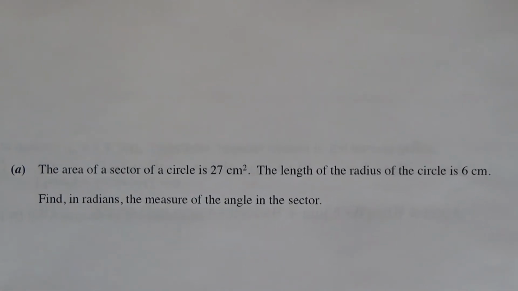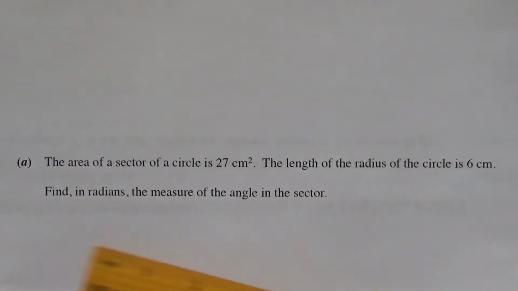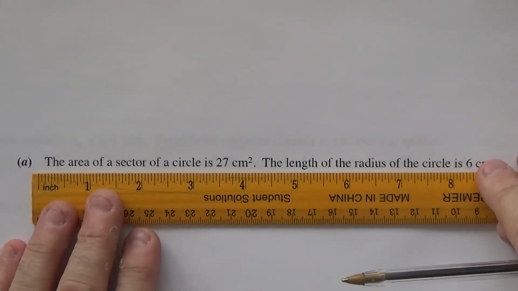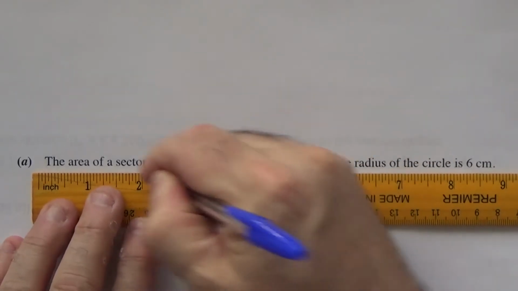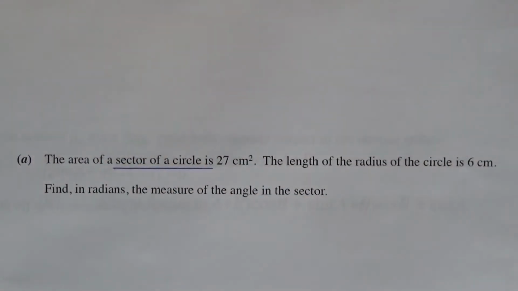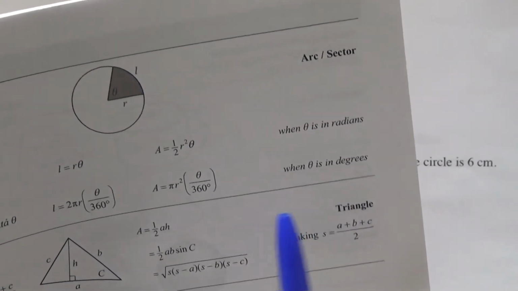Welcome back. So in this question, we're asked to find the area of a sector of a circle. There is no drawing or anything to help us, so let's look at the wording very carefully. A sector of a circle looks like this on page 9 of the tables.